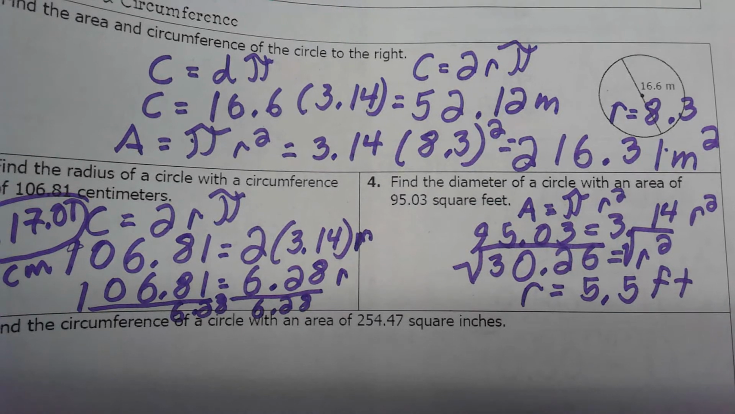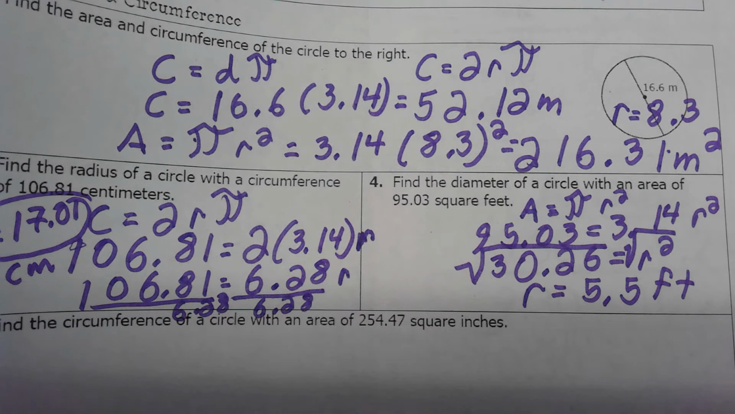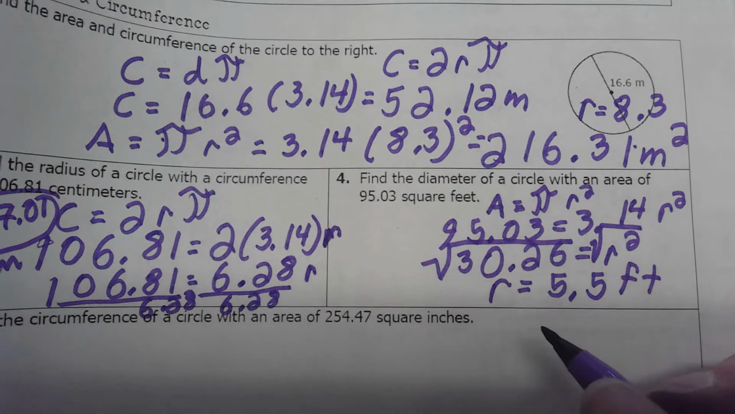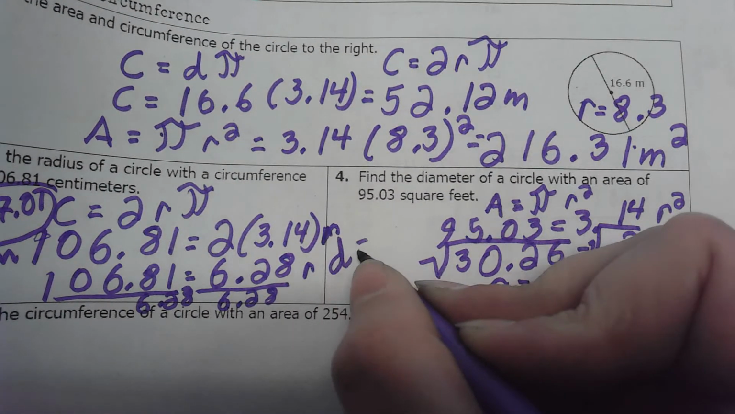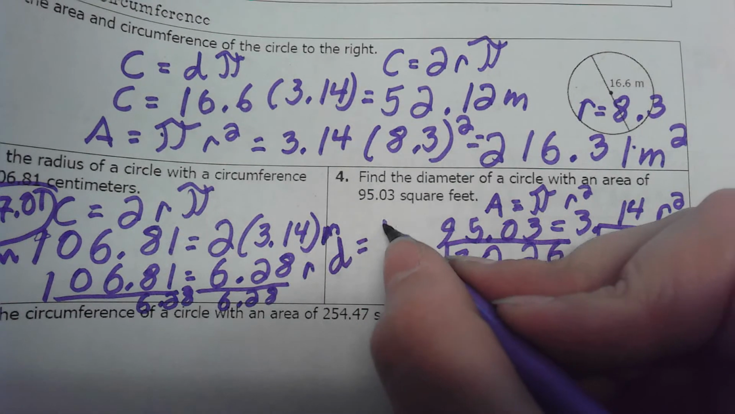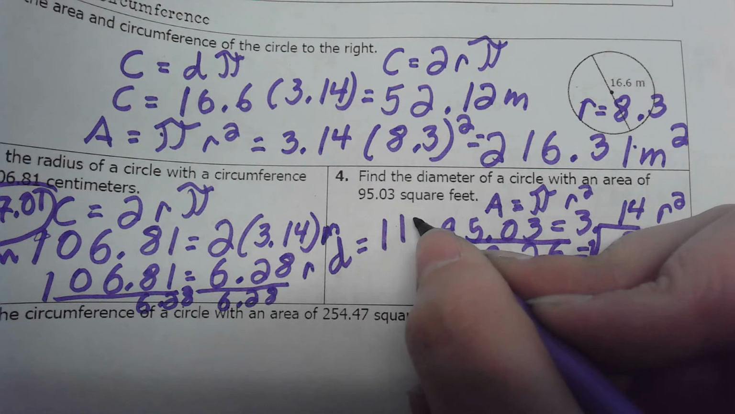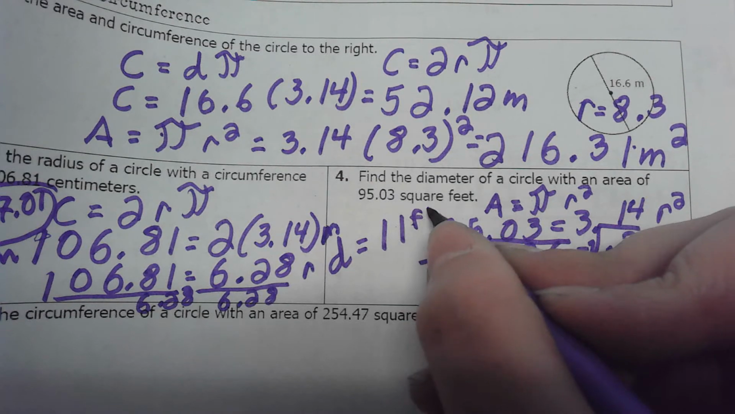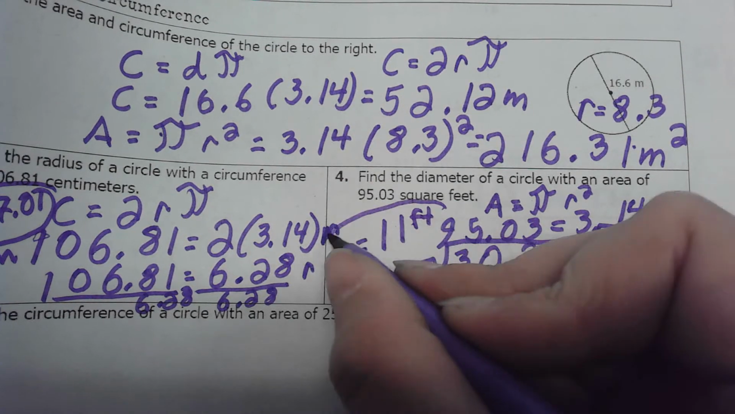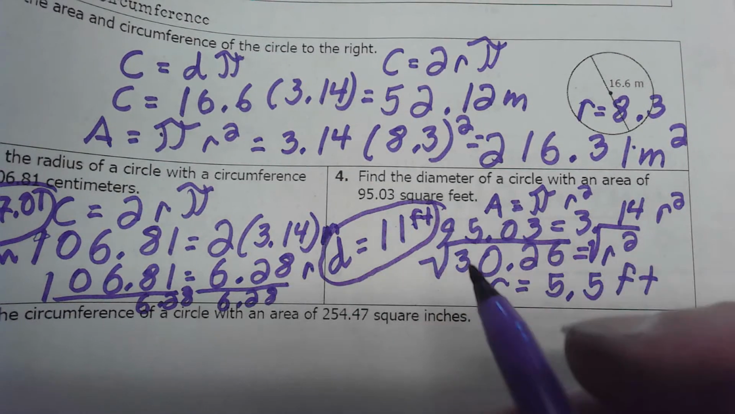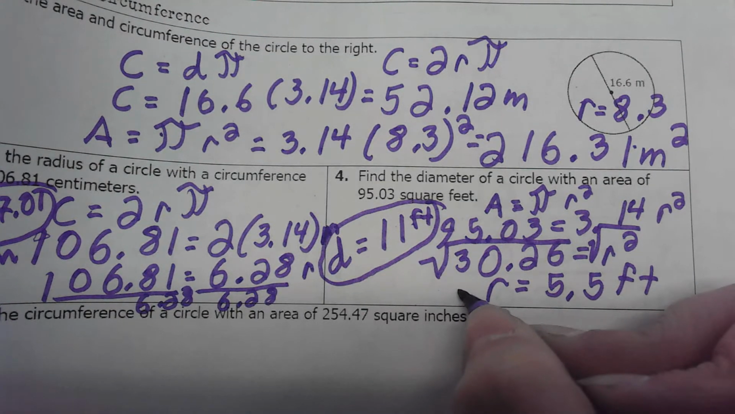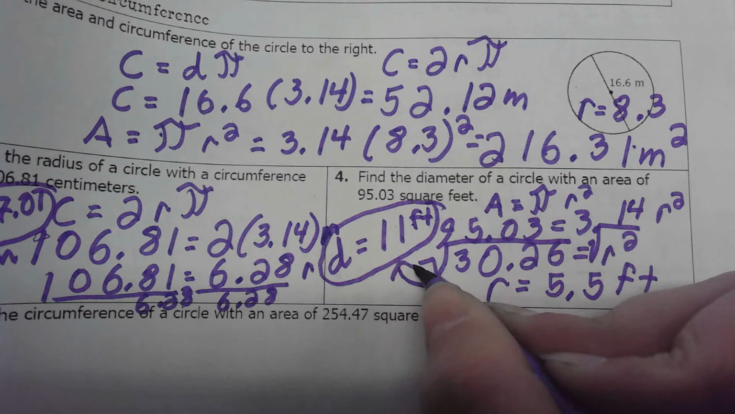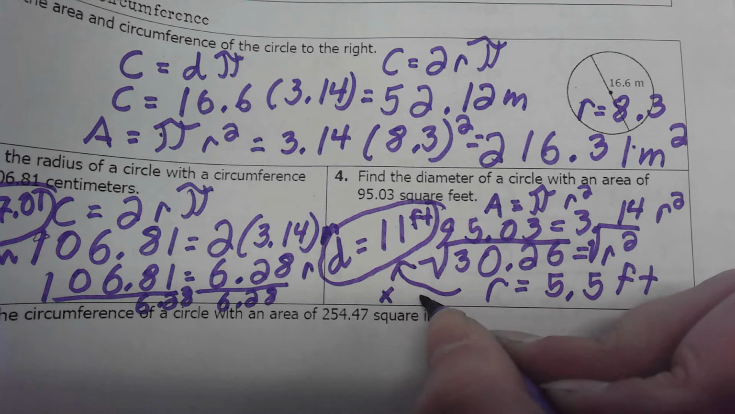And then to get the diameter, we just multiply it by 2. So now I multiply it by 2 to get the diameter. So diameter, remember, is going to be double. So I get 11 feet for the diameter. Okay, any questions on that one? So remember, with this one, to go to this one, we just multiplied by 2.